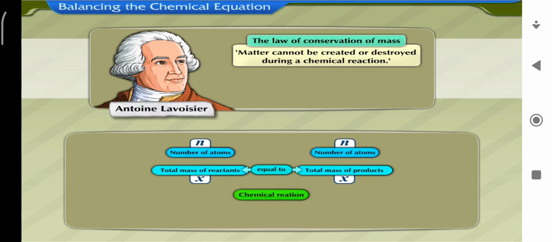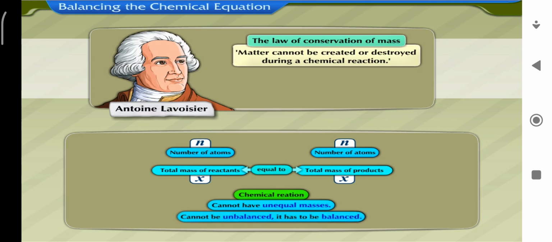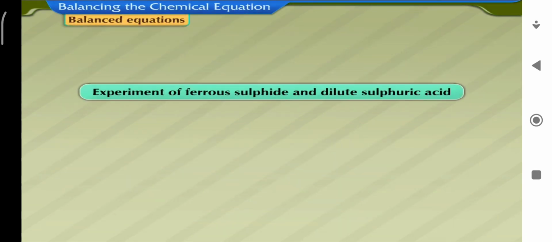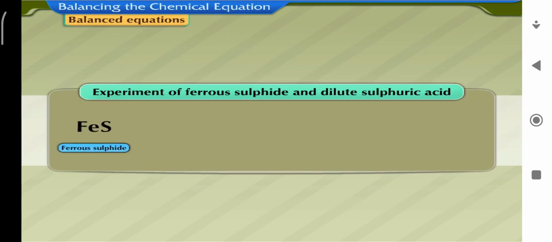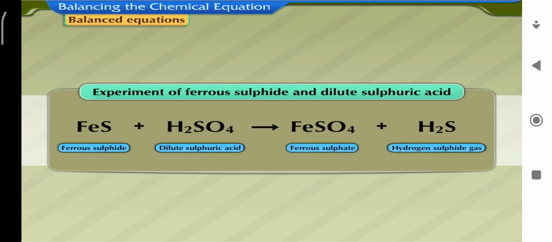A chemical reaction cannot have unequal masses. Therefore, a chemical equation cannot be unbalanced. It has to be balanced. Balanced equations. Let us recall the equation in the experiment of ferrous sulfide and dilute sulfuric acid. Ferrous sulfide plus dilute sulfuric acid gives ferrous sulfate plus hydrogen sulfide gas.